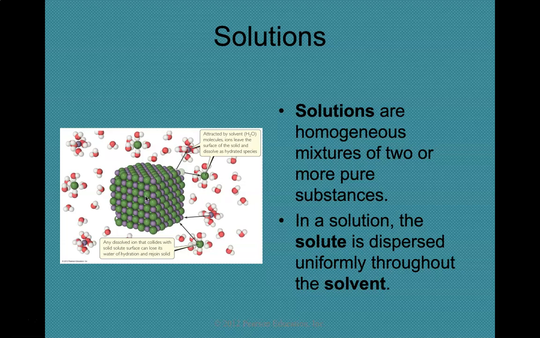So first things first, solutions are generally going to be homogeneous mixtures, meaning you cannot see the parts of two or more pure substances. So solutions can be anything from one solute dispersed uniformly through a solvent to several solutes dispersed uniformly throughout a solvent. And remember that solute means the smaller part and solvent means the larger part.